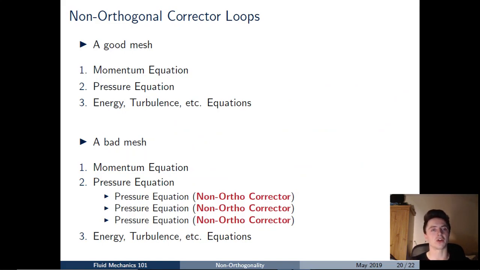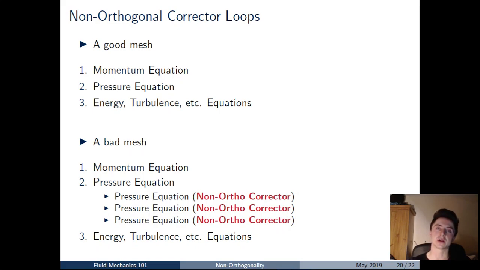So I'm just going to start you off with an example of what you would do for a good mesh in a simple algorithm type approach. And a good mesh could be when your maximum non-orthogonality is less than 60 degrees, say. And what you would do, as per normal, you'd solve the momentum equation first, to give you the velocity field, followed by the pressure equation.